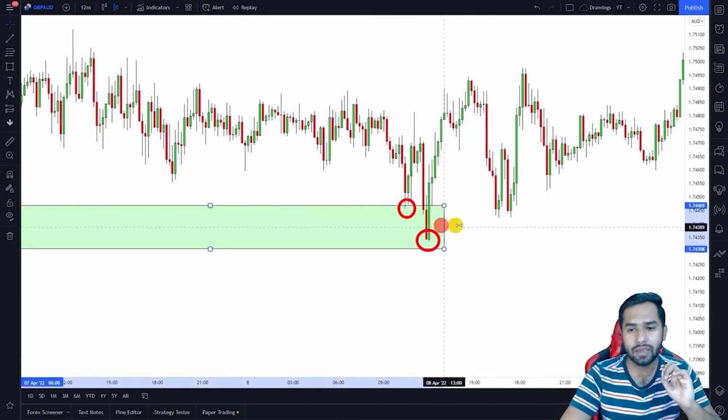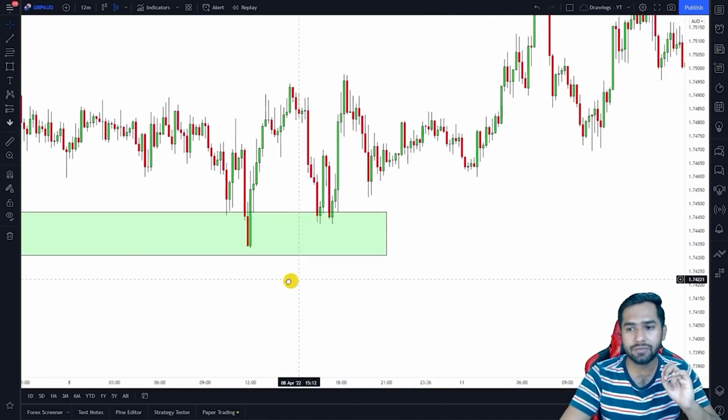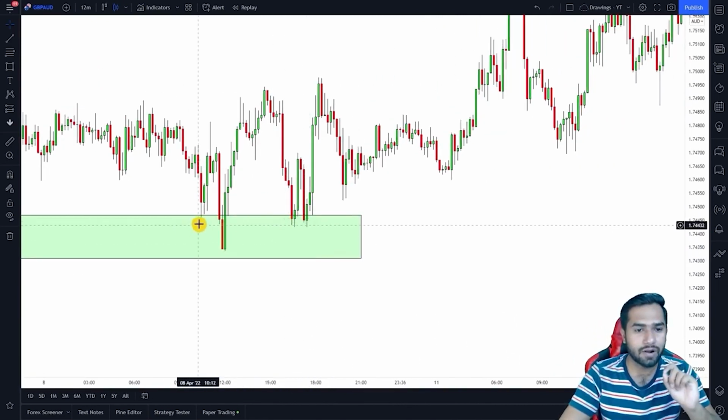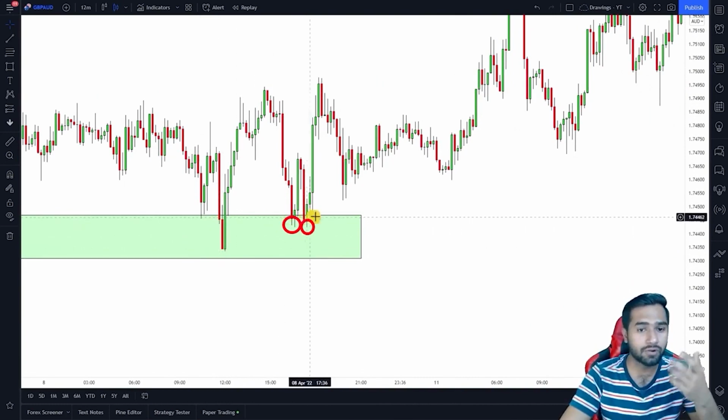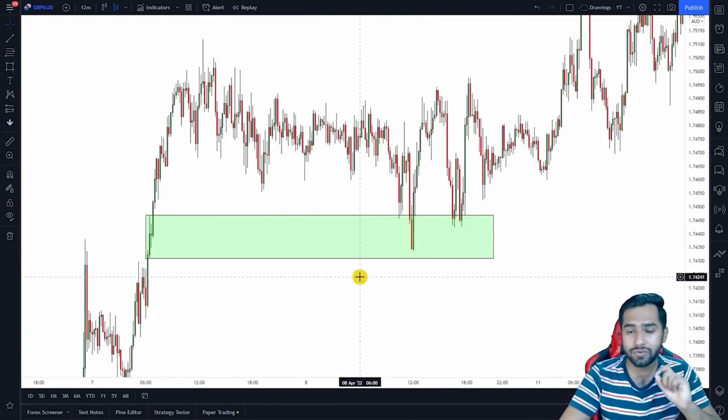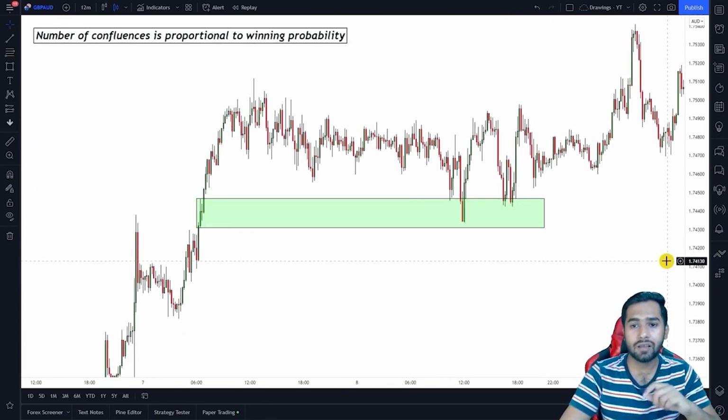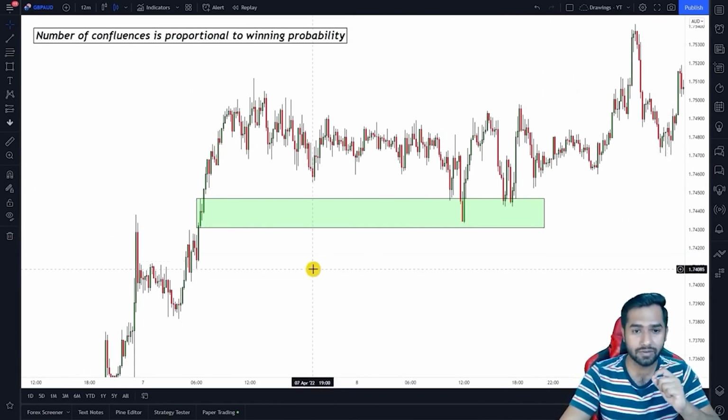And if we extend it a little bit further in the future as well, we can see that the price bounced from this zone 1, 2, 3, 4 times. Okay, which is a very good trading setup. So this is how you can combine the Fibonacci zones and the supply or demand zones in your trading setups.